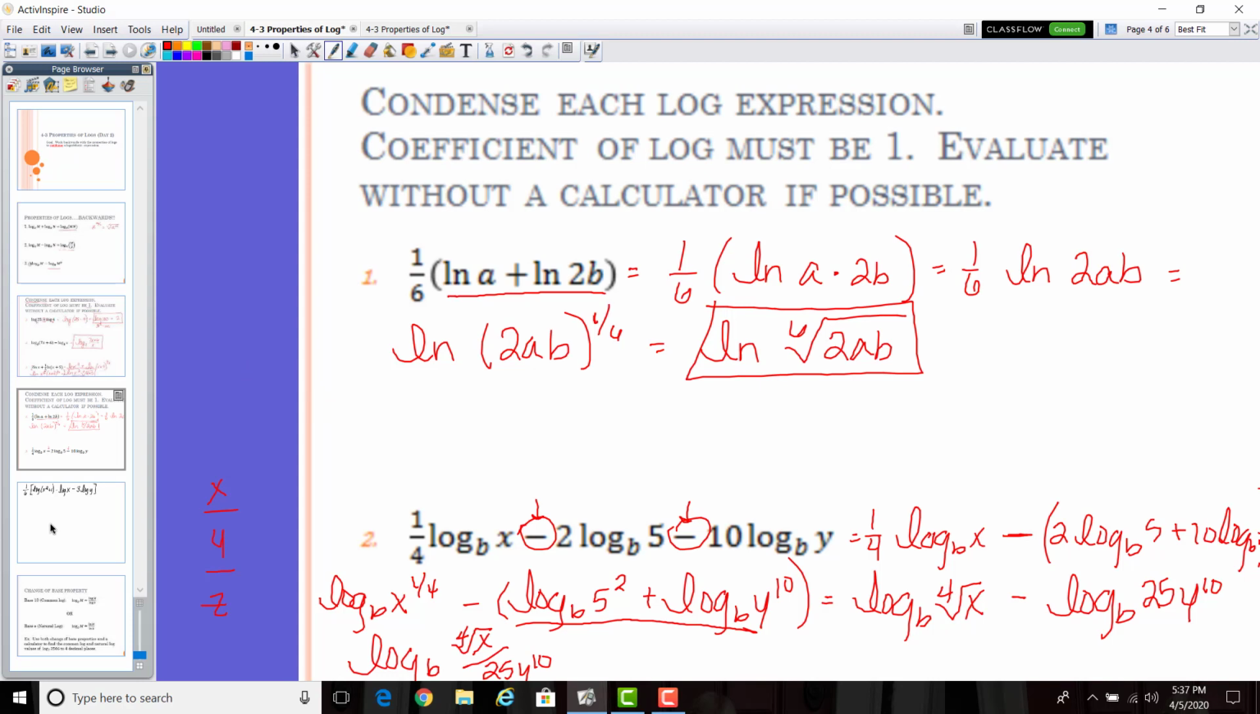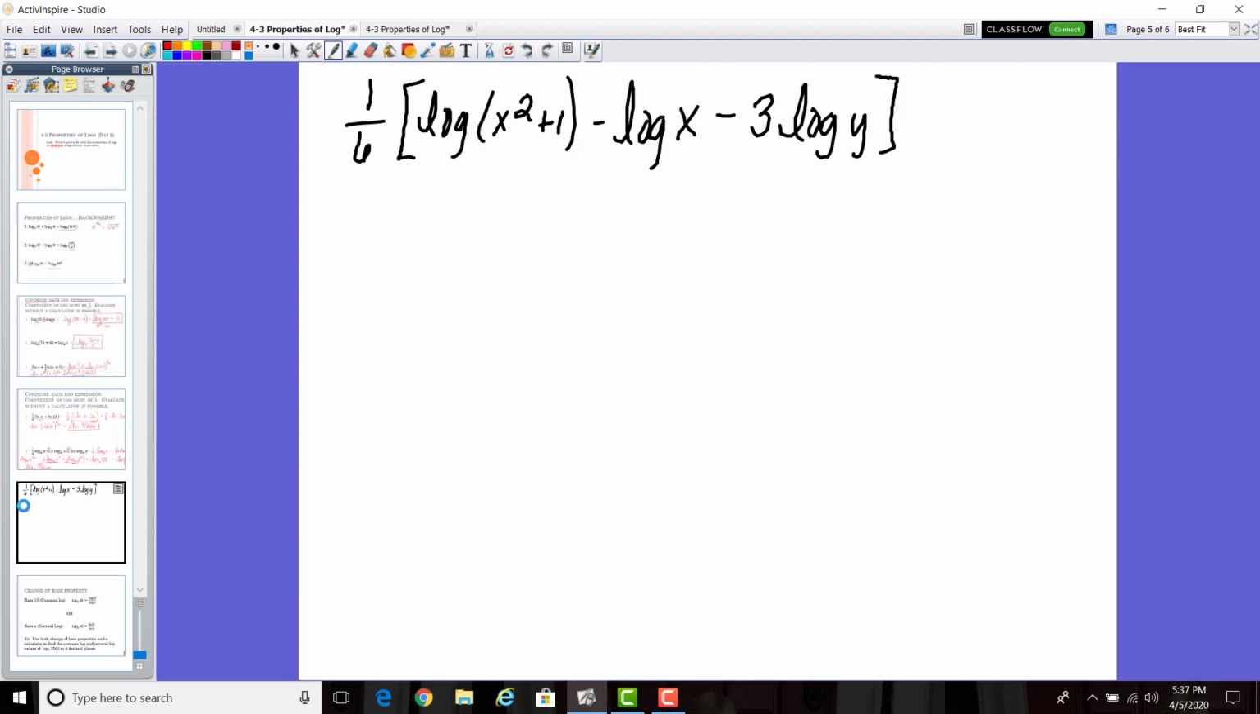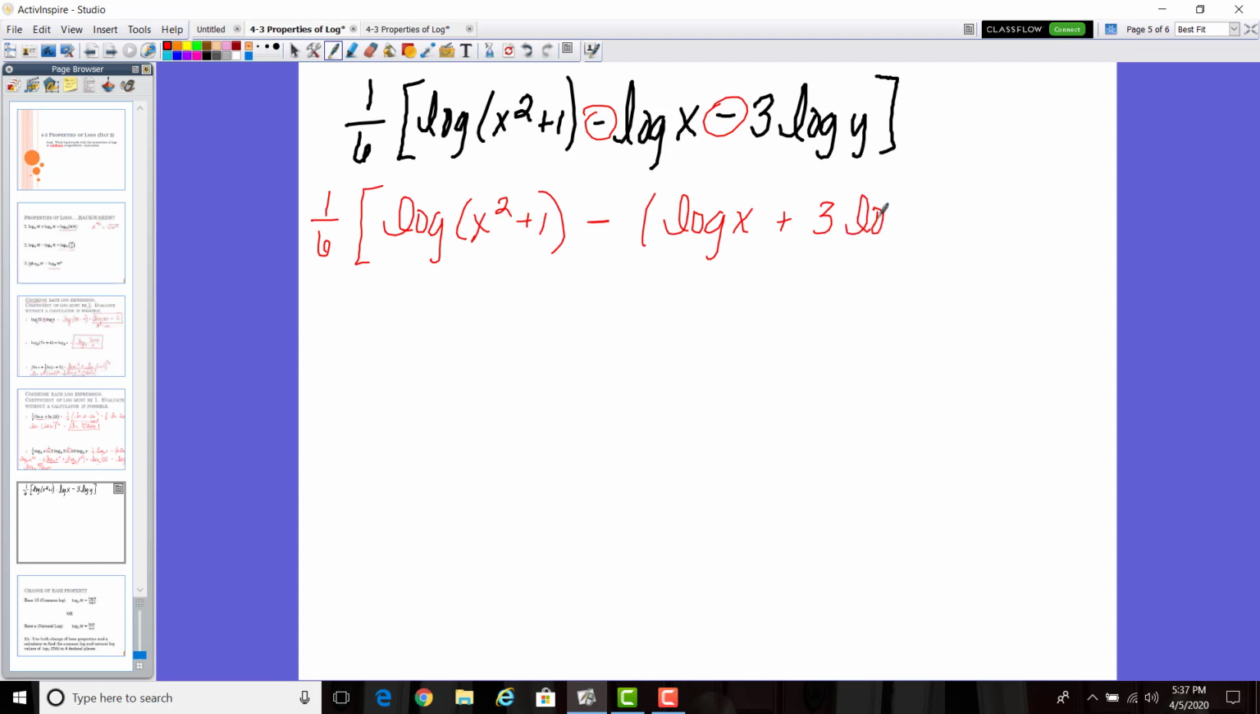Okay, if we were in class, I would have you do this problem on your own, but since we're not, I'm going to show you how to do this one as well. Okay, so again, we've got grouping symbols here, so I'm going to worry about what's on the inside here first. So I'm going to leave that 1/6 on the outside. I've got this negative negative to deal with. We know when there's a negative negative, I have to factor out the -1. So I'm going to take that out, which will leave me with log of x plus 3 log of y.